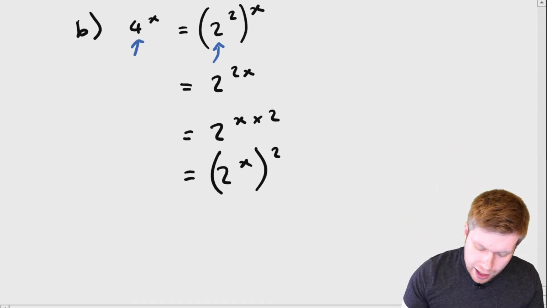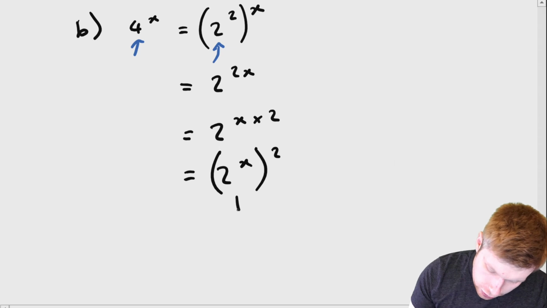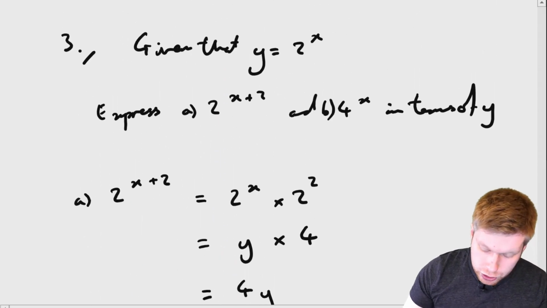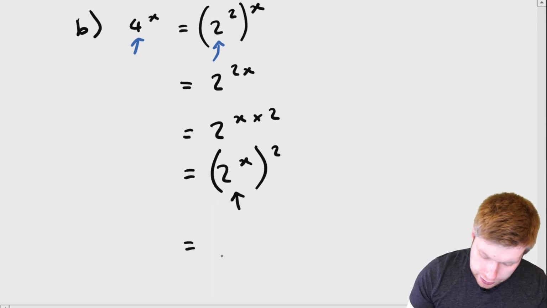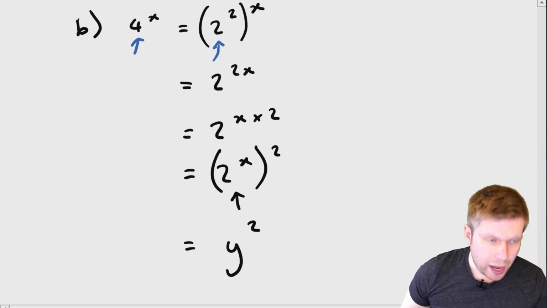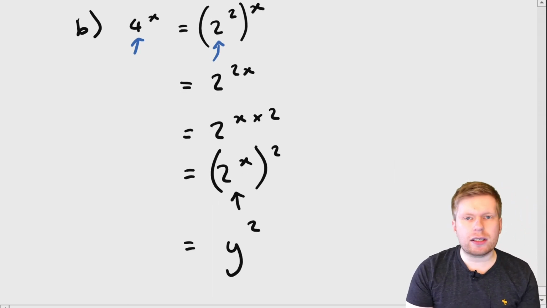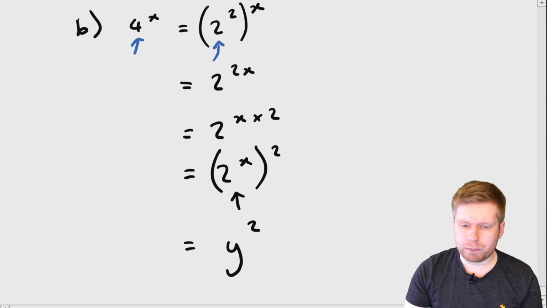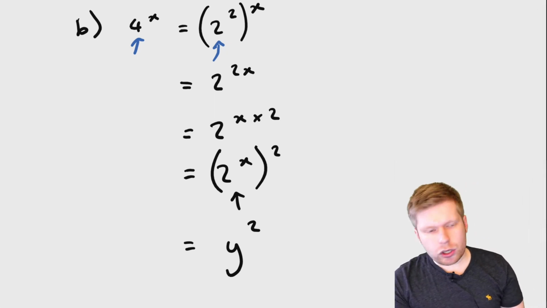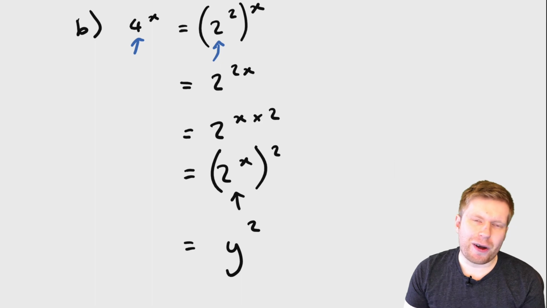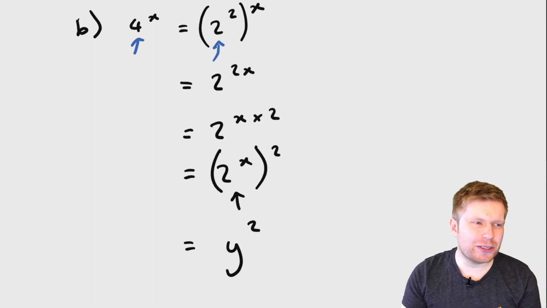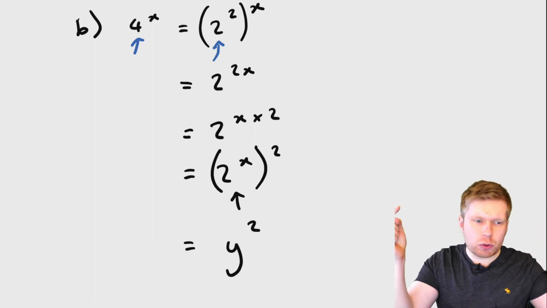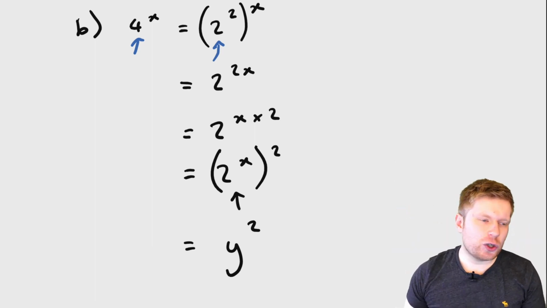So therefore, because I know that 2 to the power of x was just equal to y, then I will just end up with y to the power of 2. So 4 to the power of x could be rewritten as y to the power of 2. I'm just showing you the types of acrobatics which you could do with the laws of indices. Once you get these laws of indices in your head, you can do all sorts of fancy acrobatics.